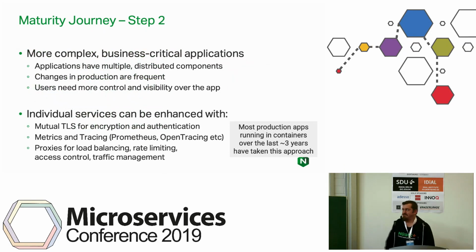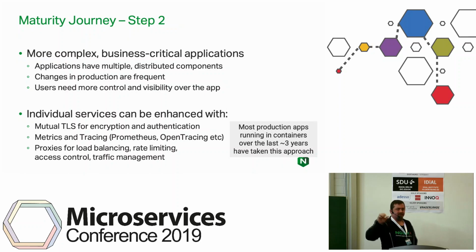Okay, customer says to me, well, Leif, you don't understand. My application is a little bit more complex than that. And if it isn't already, it's going to be. There are business critical applications, multiple distributed components, changes are frequent, and we need more control, and not least of which we need more visibility. Now, surely I need a service mesh. Not really.